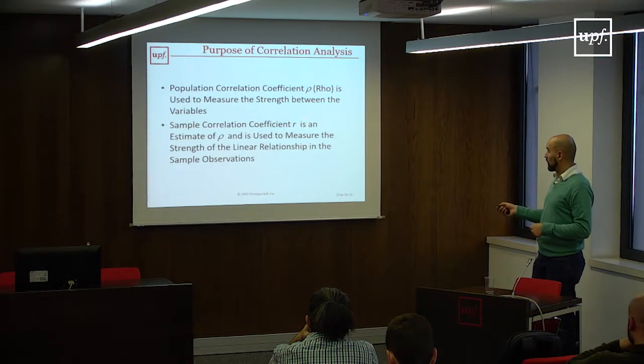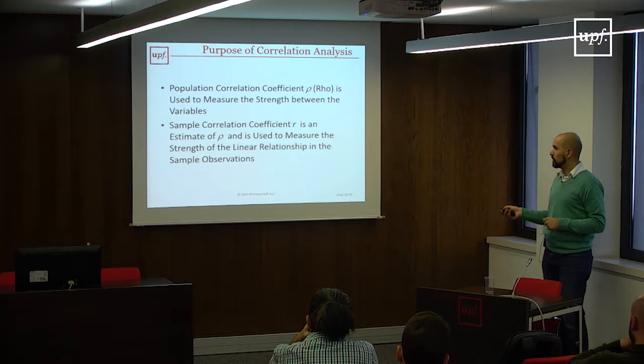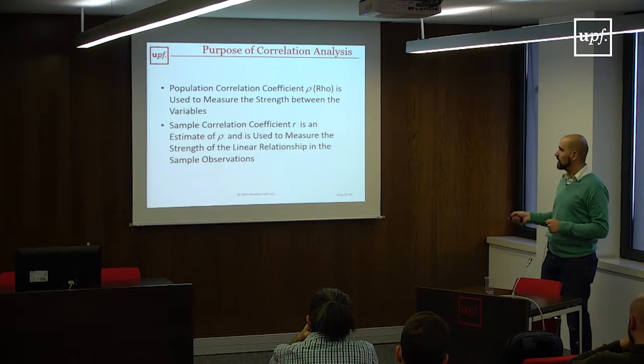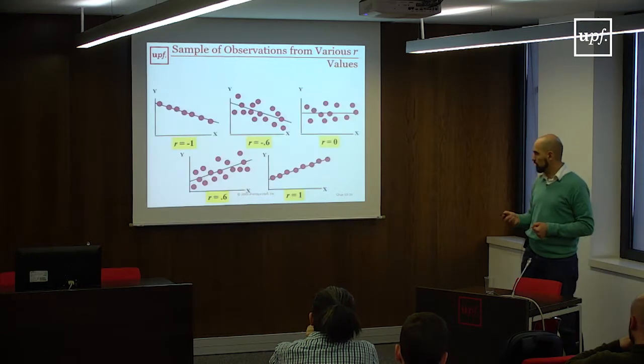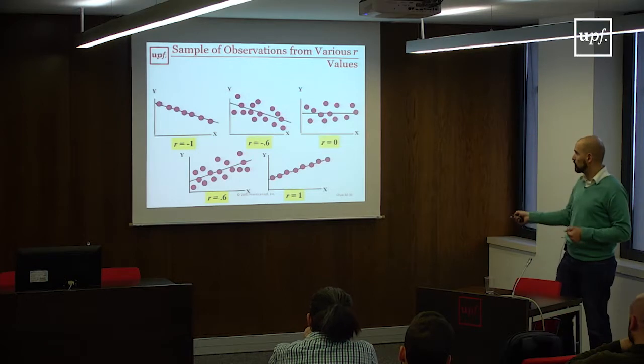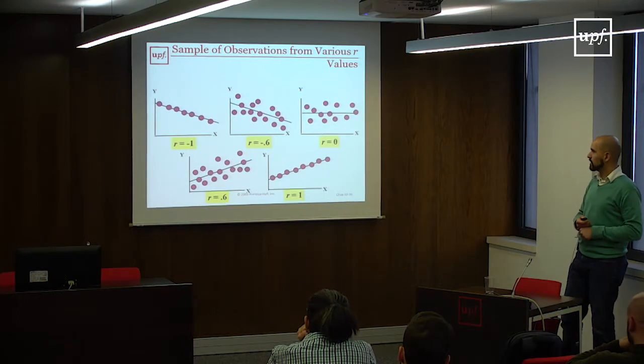The population correlation ρ is used to measure the strength between the variables. Sample correlation coefficient R is an estimation of ρ. And it is used to measure the strength of linear relationship in the observed variables. So this is what we have seen before. No? We have this, several examples.